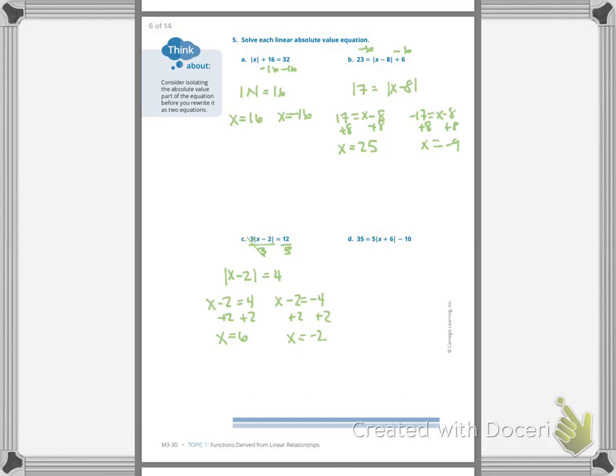Okay, so get rid of things not attached, then get rid of the things attached. So I've got 45 equals 5 times x plus 6. Divide by 5. So 9 equals x plus 6. And then go into my split with positive 9 and -9.